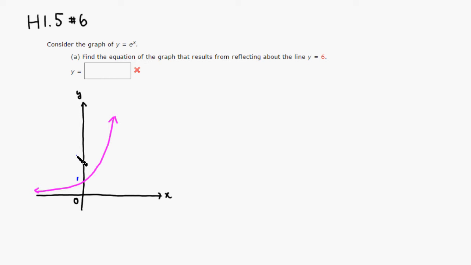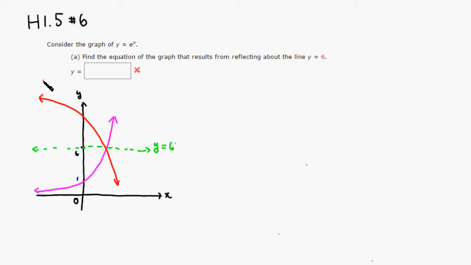Then what we are doing is reflecting about the line y equals 6. I'm going to put 6 here. It doesn't look like it, but here's 6, and here is the horizontal line, y equals 6. If you reflect it, the resulting graph is going to look, I'm going to do my best, kind of like this.